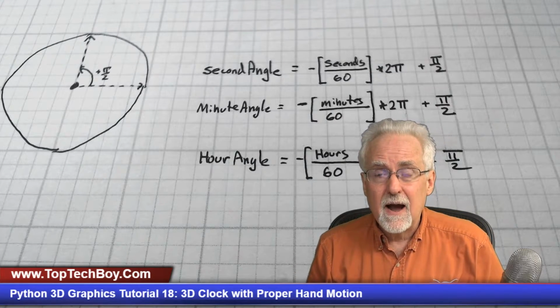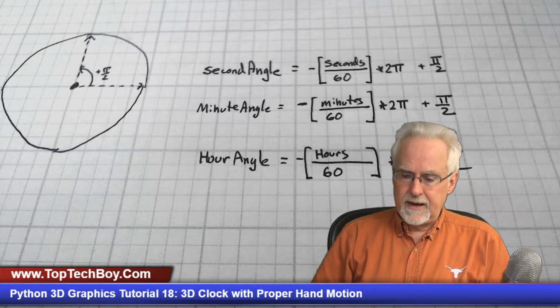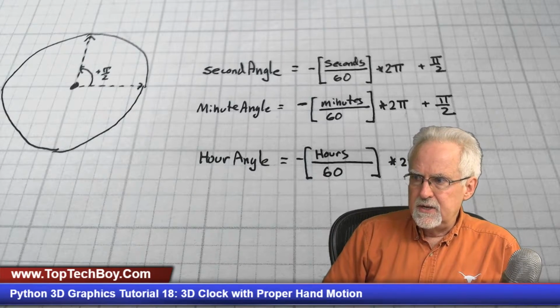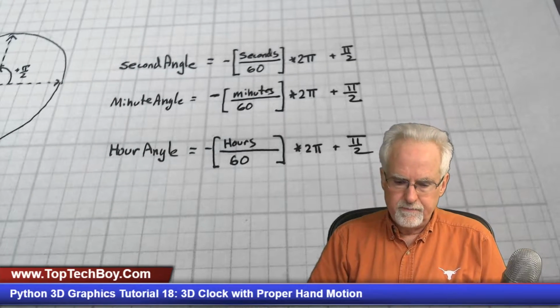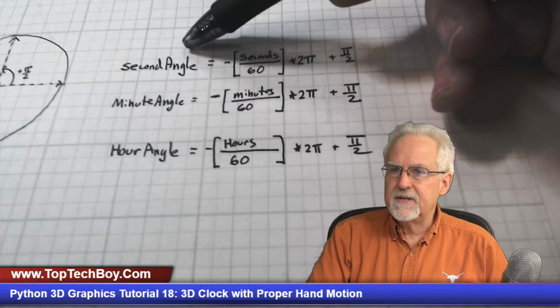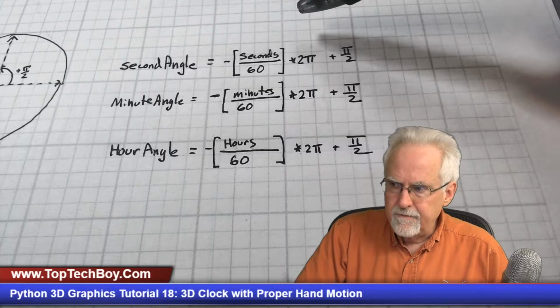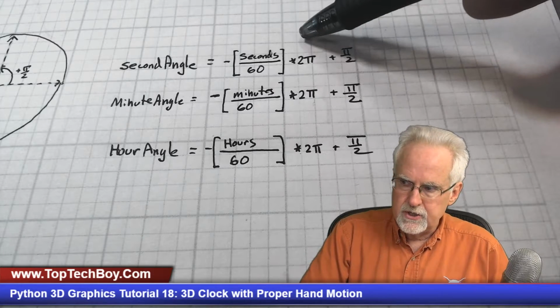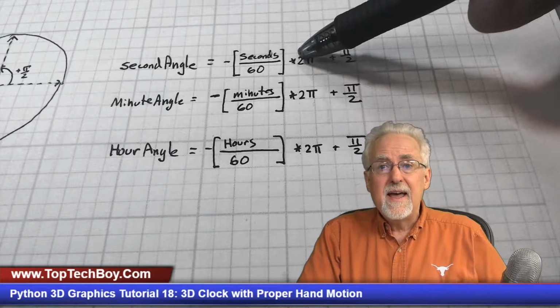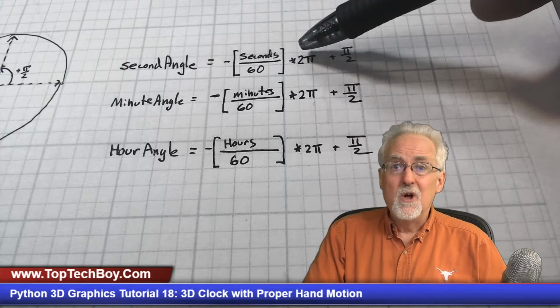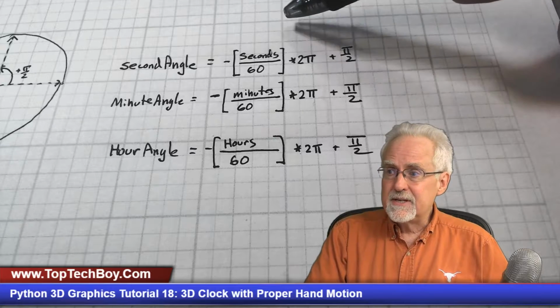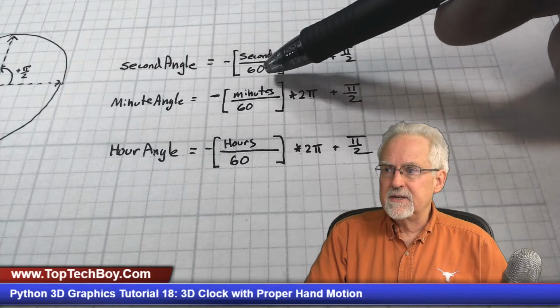We just have to figure out what angle we want them at. And the way we did this initially is shown here. We got the angle of the second hand by saying how far is it all the way around? Well, it's 2 pi all the way around. And then what fraction of a full circle do we want to go? Well, it's how many seconds we have divided by 60.